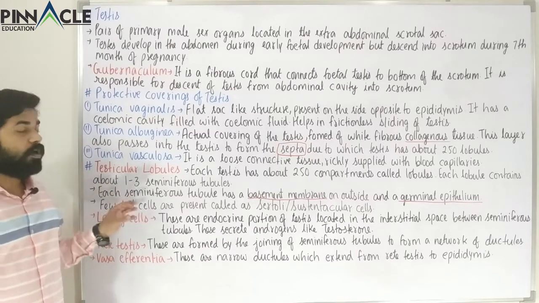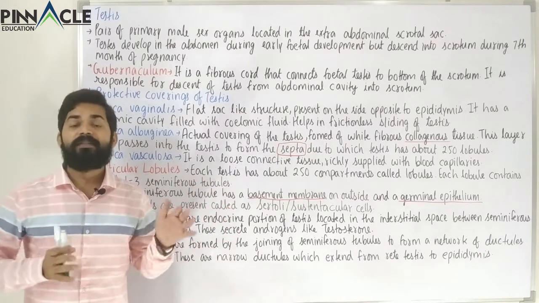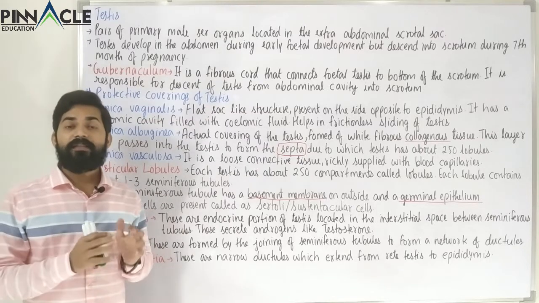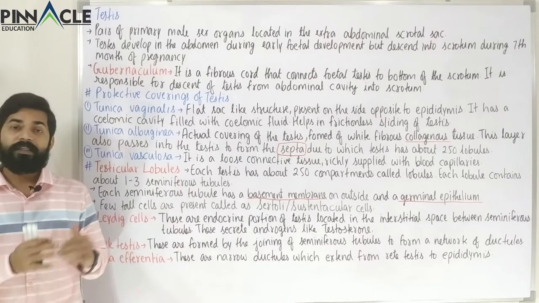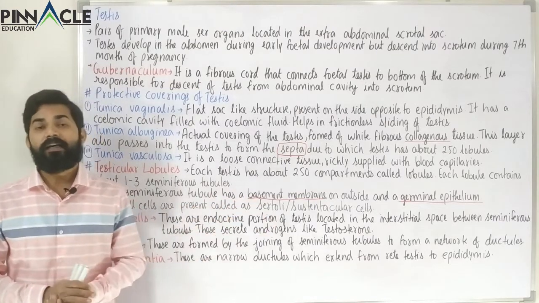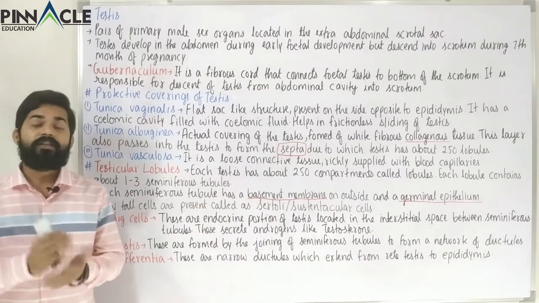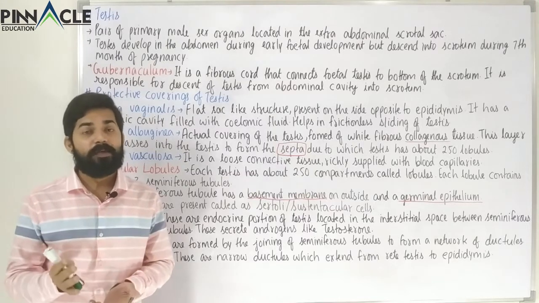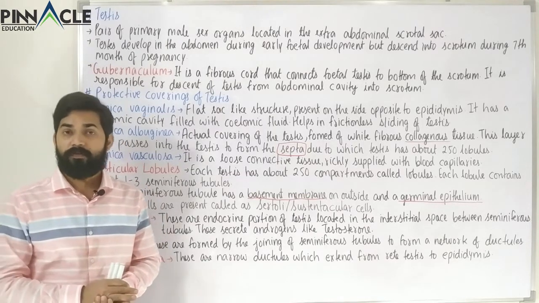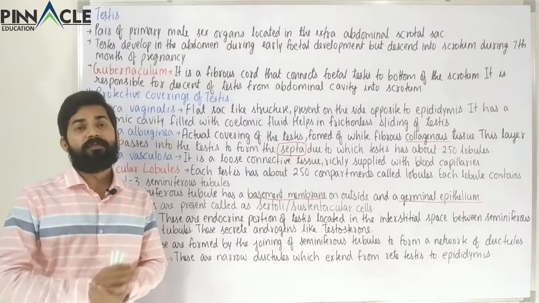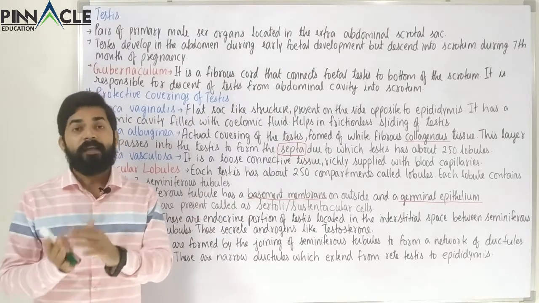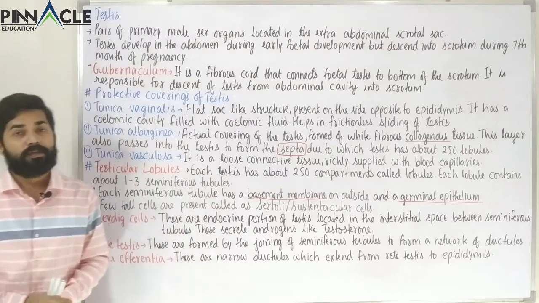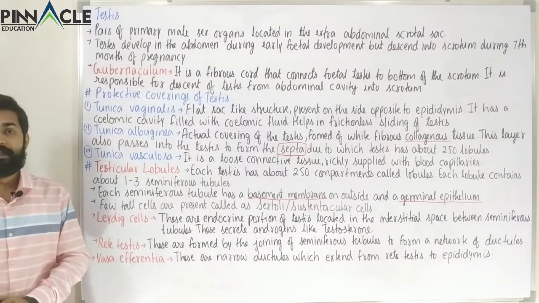Now a few tall cells are present in between the germinal epithelial cells, and these cells are called Sertoli or sustentacular cells. Their main function is the nourishment of the sperms which are getting developed or formed. In the initial phases of sperm development, they also nourish the first phase of the sperms. So this is the function of the Sertoli or sustentacular cells.